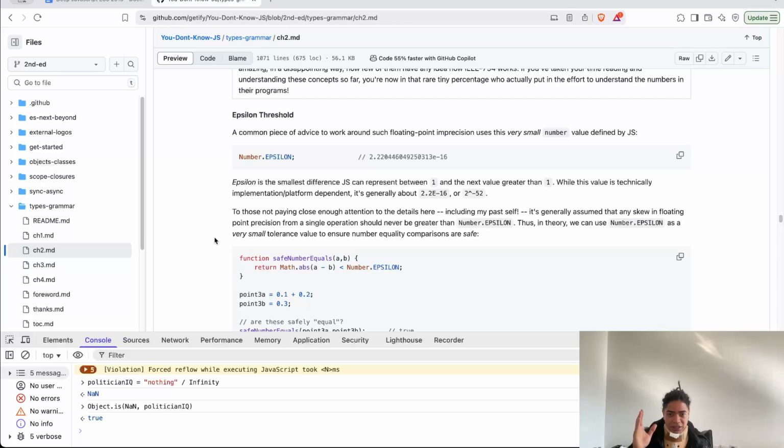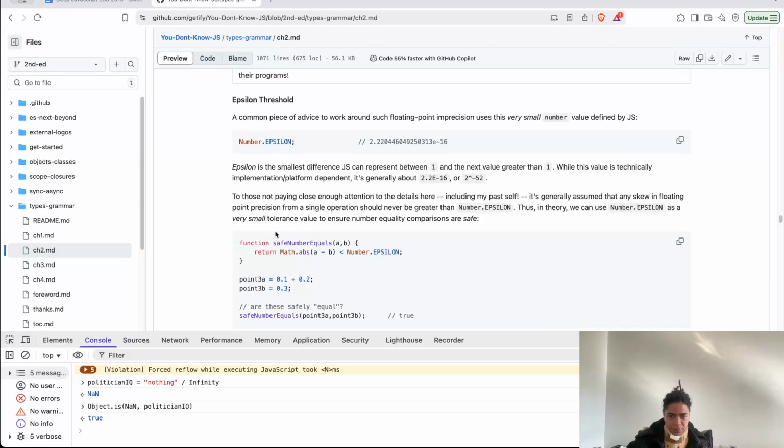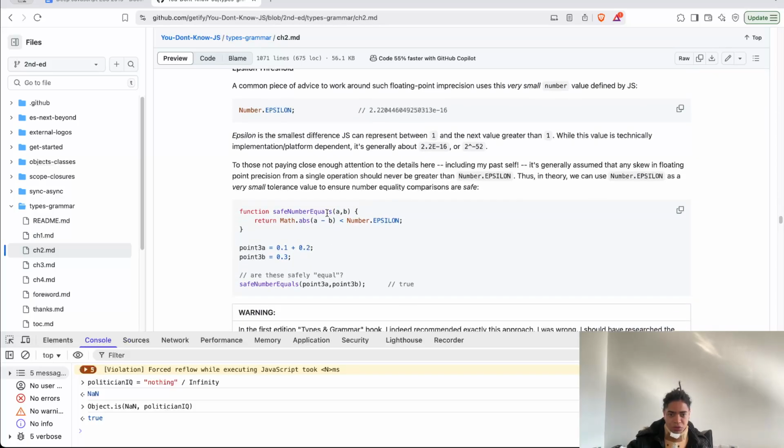Smallest difference that can be represented between 1 and the next value greater than 1. Thus, in theory, we can use Number.EPSILON as a very small tolerance value to ensure number equality comparisons are safe.